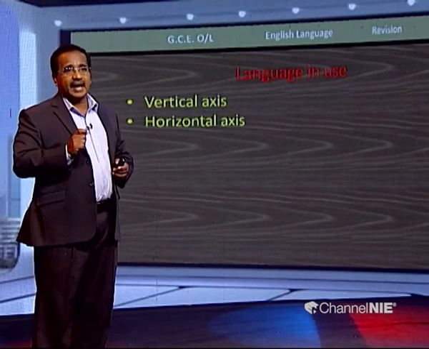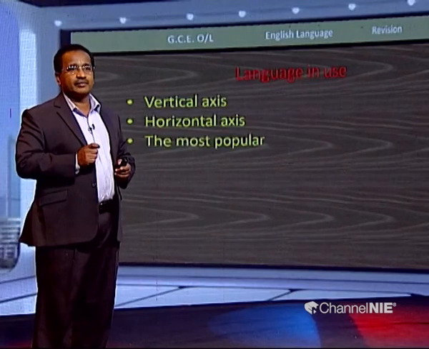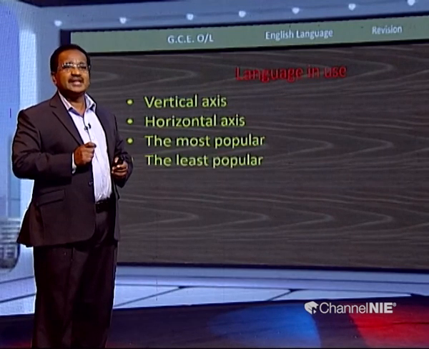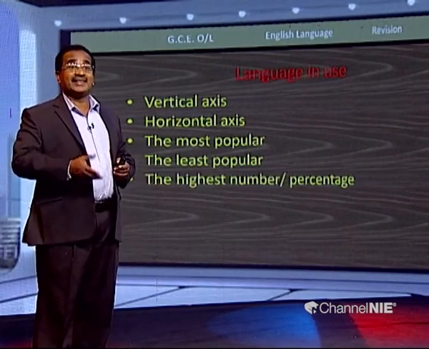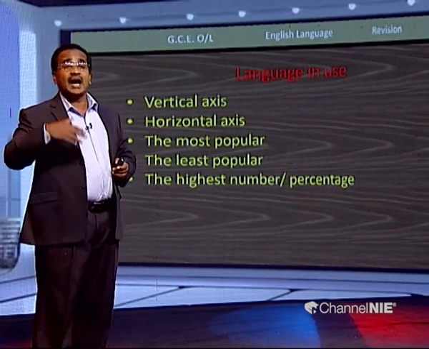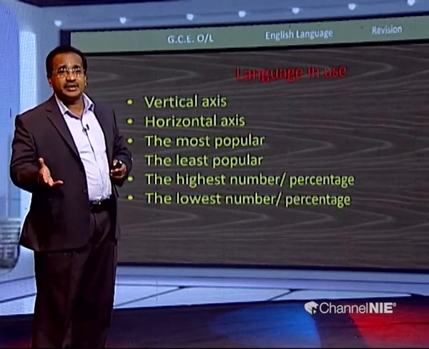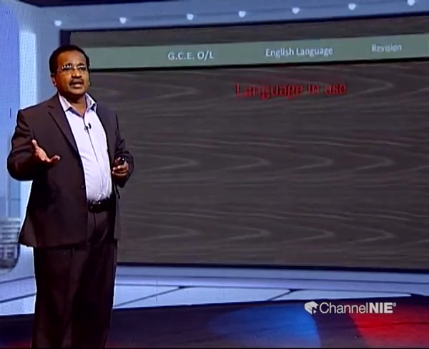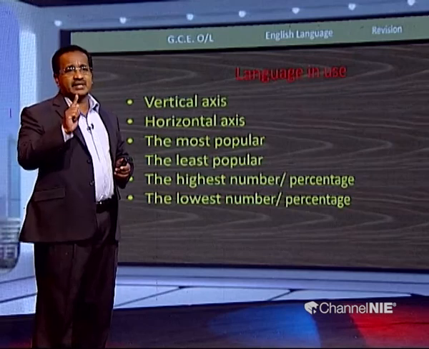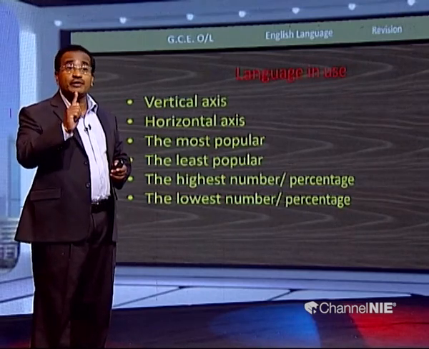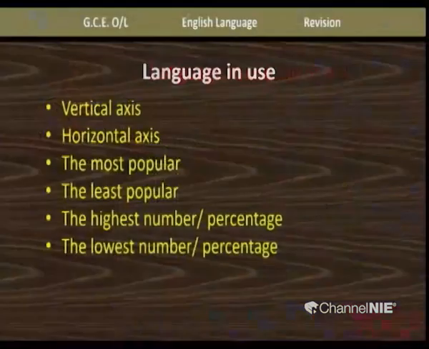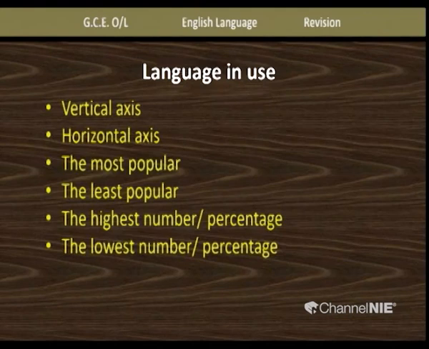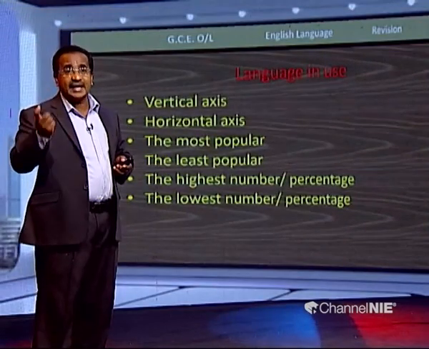Vertical axis and then horizontal axis. The most popular, the least popular, they go together, and the highest number, the highest percentage, or the lowest number, the lowest percentage. Children, please remember that you have to use most of these words when you write a description. It is understood that you can't use each and every word, but you have to use most of them. Let us see how to use them in meaningful sentences in later slides.